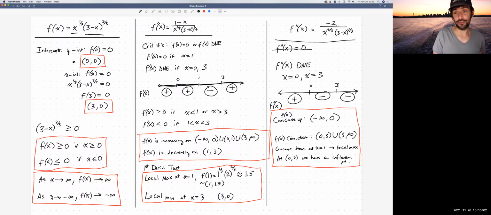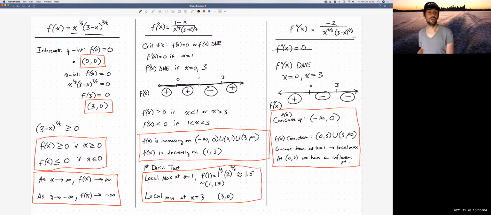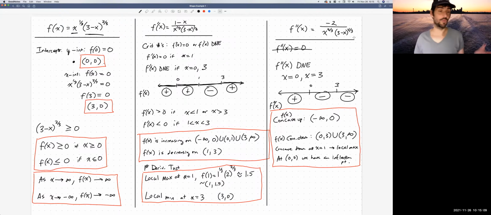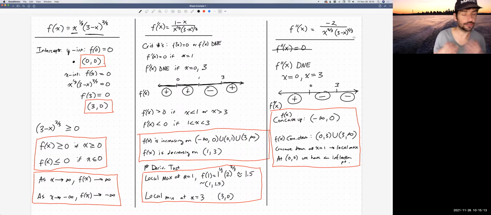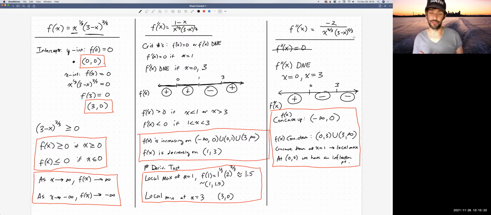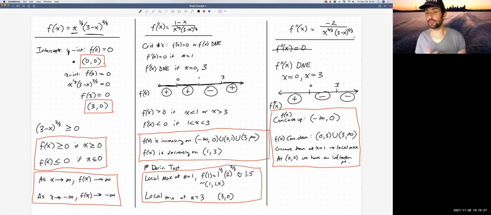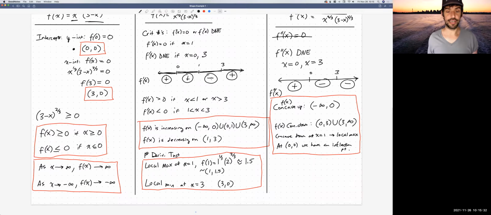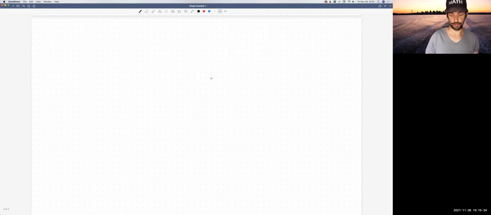From our function itself, we can get intercepts. We can see where it's positive and negative, and we can try to decide what happens out at infinity and negative infinity. We can't always do all of these things, right? But these are some of the things we can do. From the first derivative, we can find out where it's increasing and decreasing. We can look for local maxes and local mins if the first derivative test applies. And then from the second derivative test, we can get concavity and inflection points. So let's see if we can now combine all this into a graph.